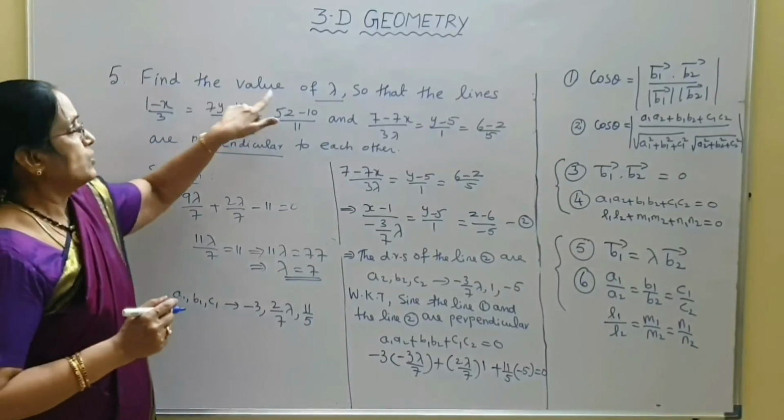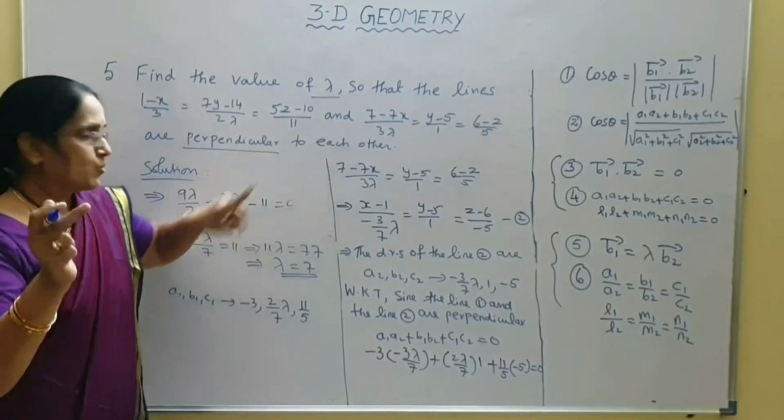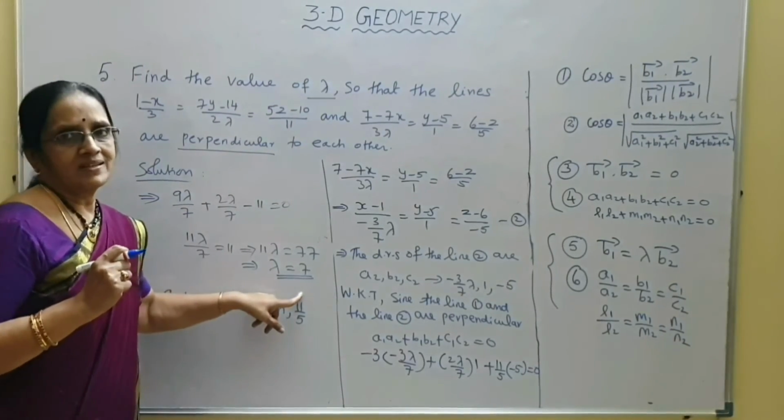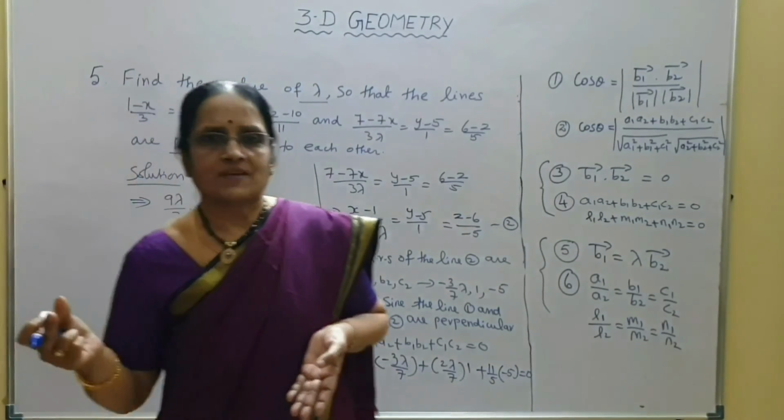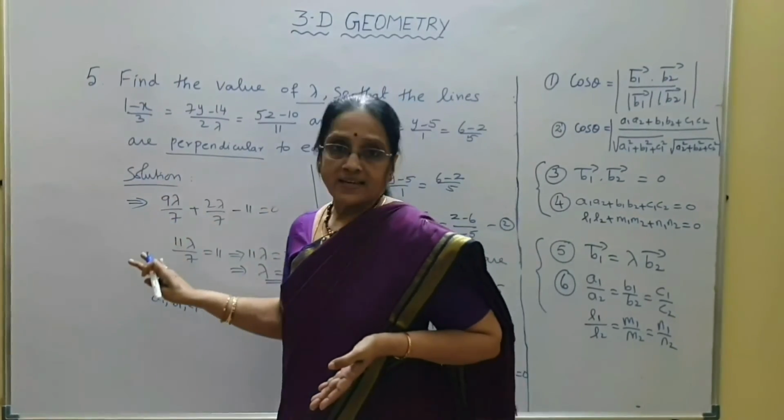You have to find the value of lambda and you got the value of lambda as 7. So finally you need to conclude your answer. The value of lambda is 7. That will be your final answer.